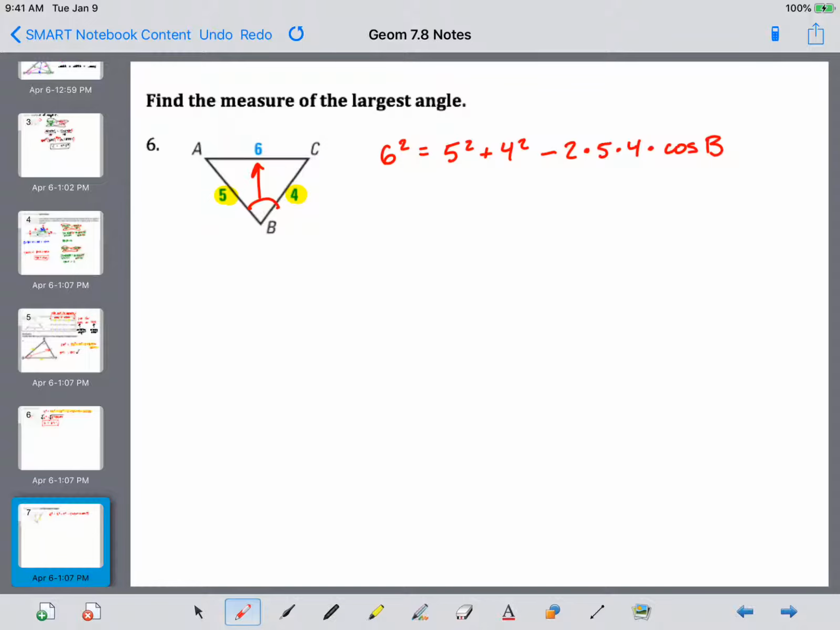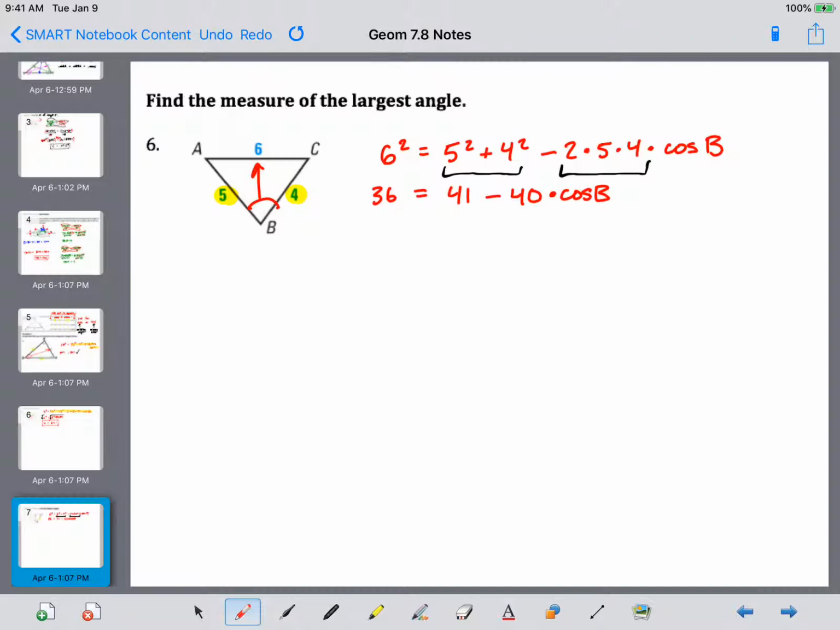All right, let's simplify things a little bit here. So first of all, 6 squared is 36. Now on the other side, you have to keep these two parts separate. The 5 squared plus 4 squared you can plug in. If you do that correctly, that's going to end up being 41. And then separately here, we're going to do 2 times 5 times 4. So 2 times 5 is 10. 10 times 4 is 40. So this is going to be minus 40 times the cosine of b.